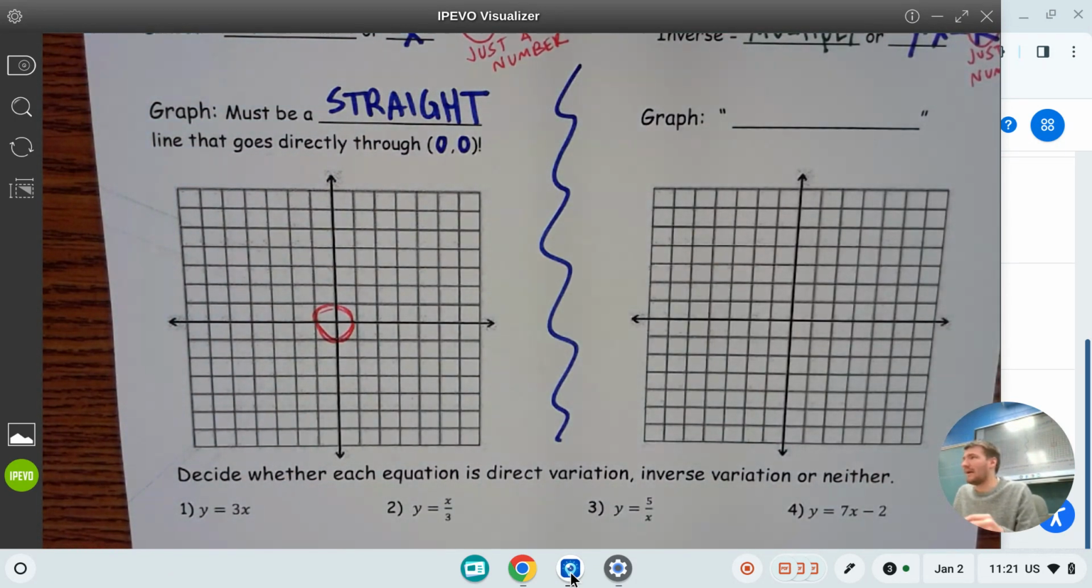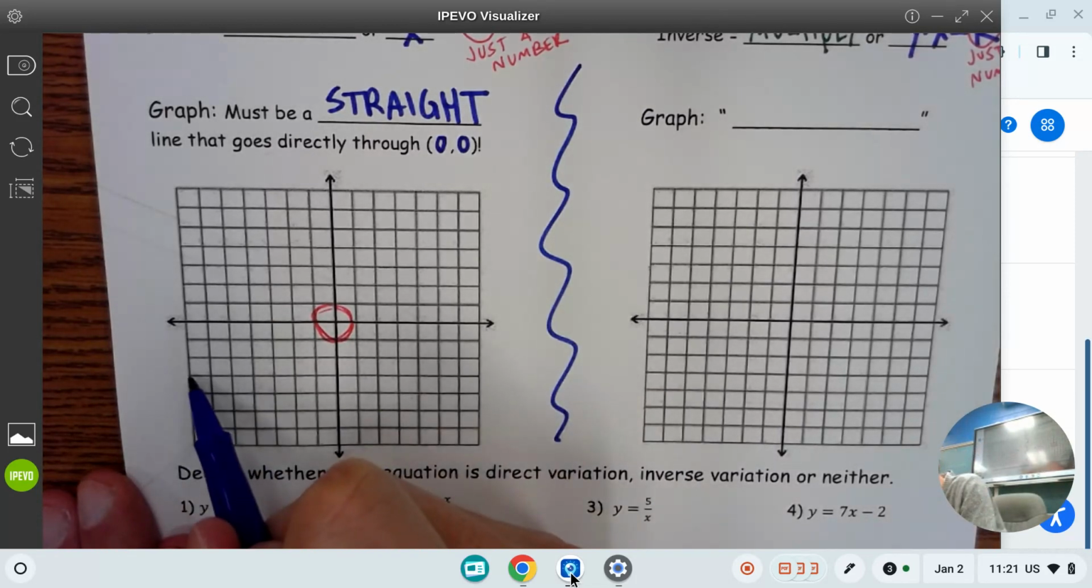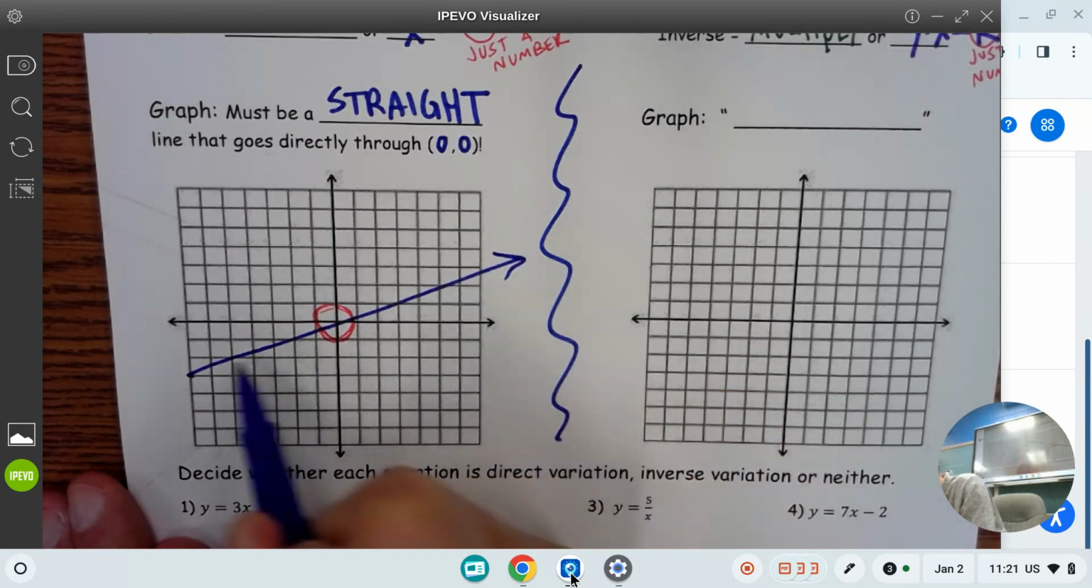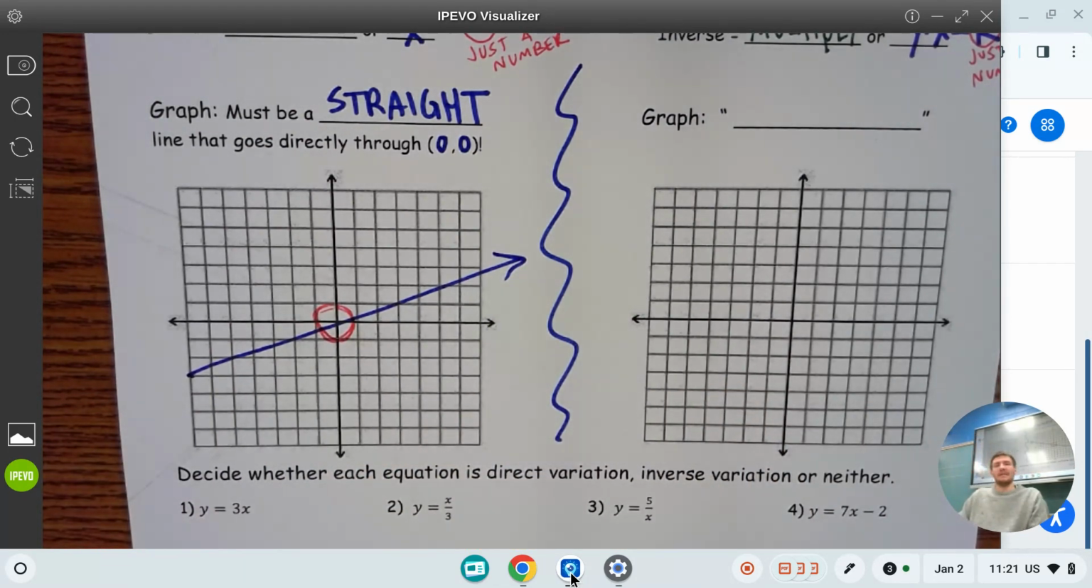So, let's go ahead and draw one. I can draw one like this. How does that line look? Nice and straight through 0, 0, aka the origin. So yeah, there we are. Doesn't really matter all that much.